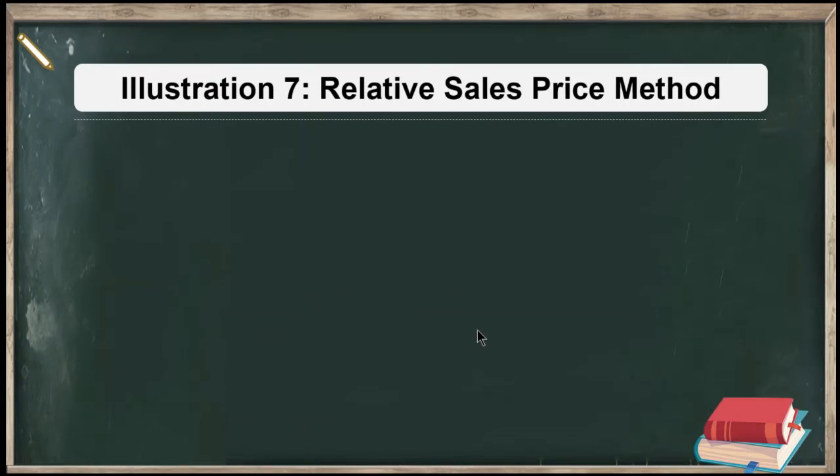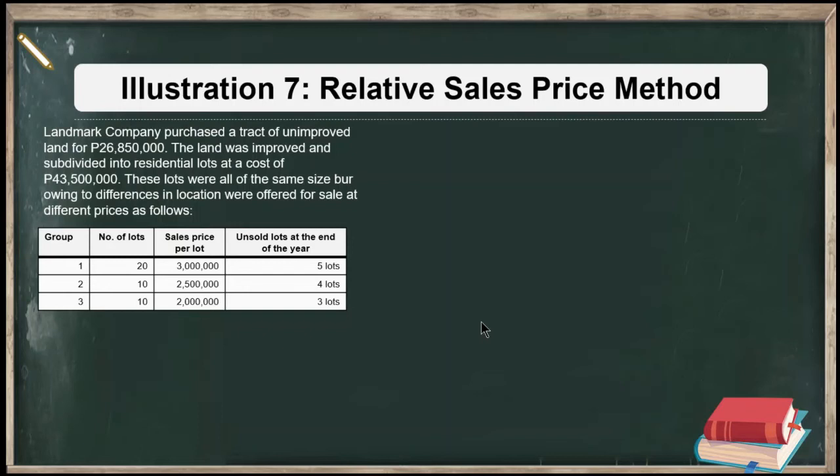Then this is the illustration for the relative sales price method. So you have Landmark Company purchased a tract of unimproved land for 26,850,000. The land was improved and subdivided into residential lots at a cost of 43,500,000. These lots were all of the same size, but owing to differences in location, were offered for sale at different prices as follows. So these are the sales price per lot. And these are the unsold lots at the end of the year.